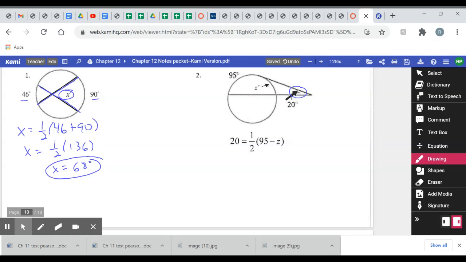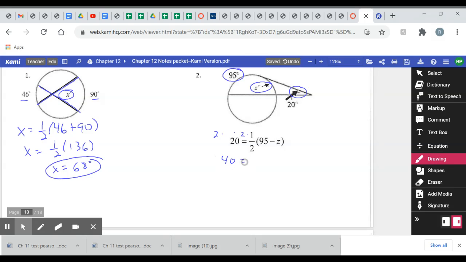But if they hadn't, we would know that this angle is outside the circle, so that's where the 20 comes from. And it's equal to 1/2 of the arc furthest away minus the arc closest. And so now we have to solve this. To solve it, you can either distribute the 1/2 or you can multiply both sides by 2. Either way it's going to work. I think I chose to multiply both sides by 2 to get rid of the fraction, but if you want to distribute the 1/2, that's fine.